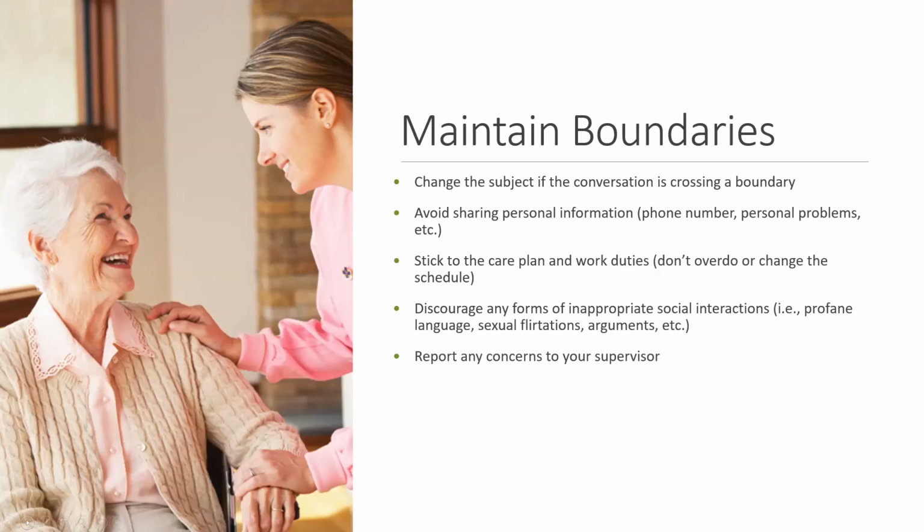How do we maintain boundaries? Change the subject if the conversation is crossing a boundary. Avoid sharing personal information like your phone number, personal problems, etc. Stick to the care plan and work through these. Don't overdo or change the schedule. Discourage any forms of inappropriate social interactions, profane language, sexual flirtations, arguments, etc. And report any concerns to your supervisor.